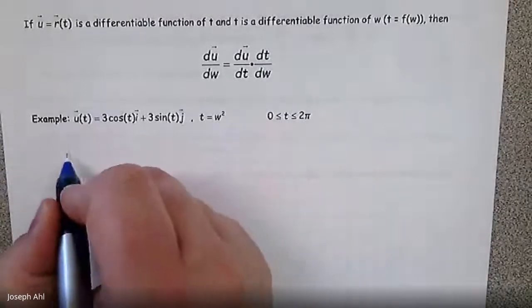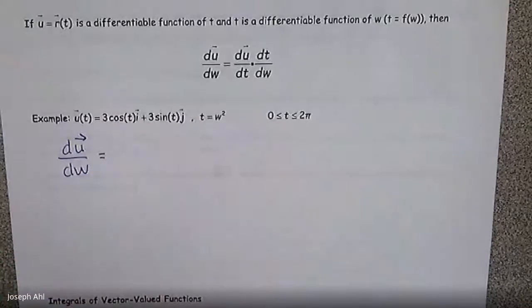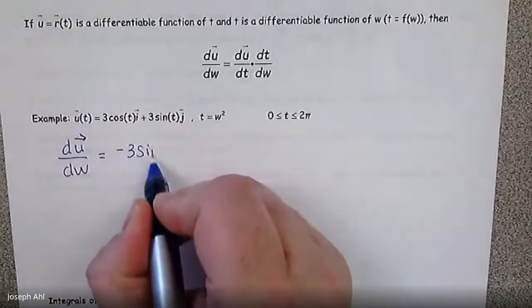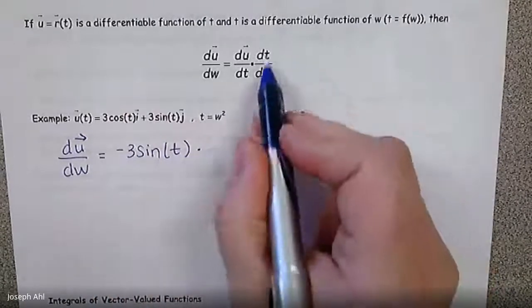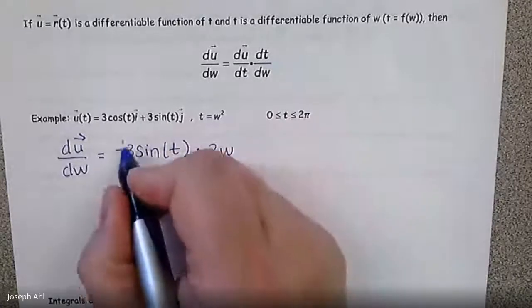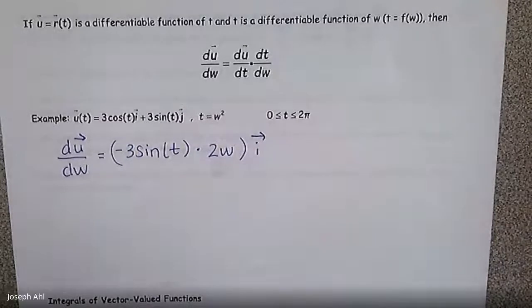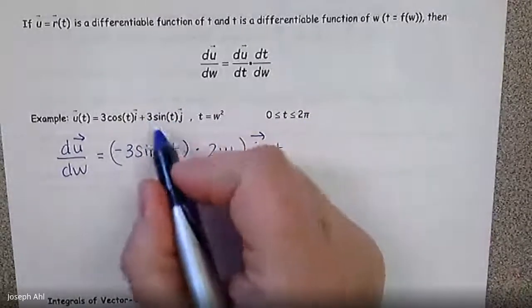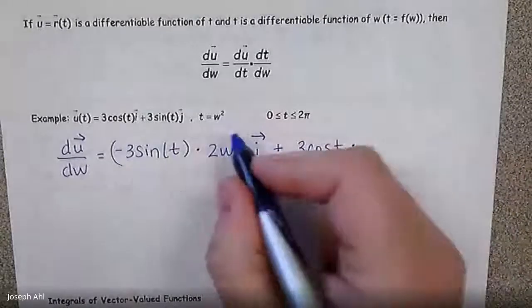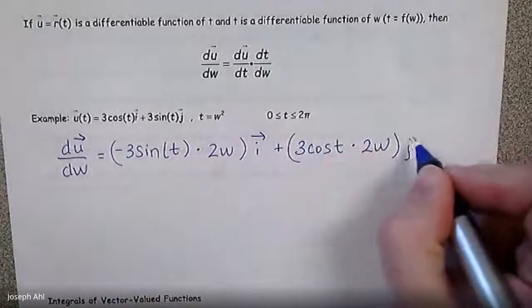So that would give you the following: du dw, in the end, would be the derivative of 3 cos t, which is negative 3 sine t, times the derivative of t with respect to w, which is 2w. Okay, and that's all the horizontal component next to the basis vector i, plus the derivative of the second component, which would be 3 cosine t, times, again, dt dw, which is 2w again, j.